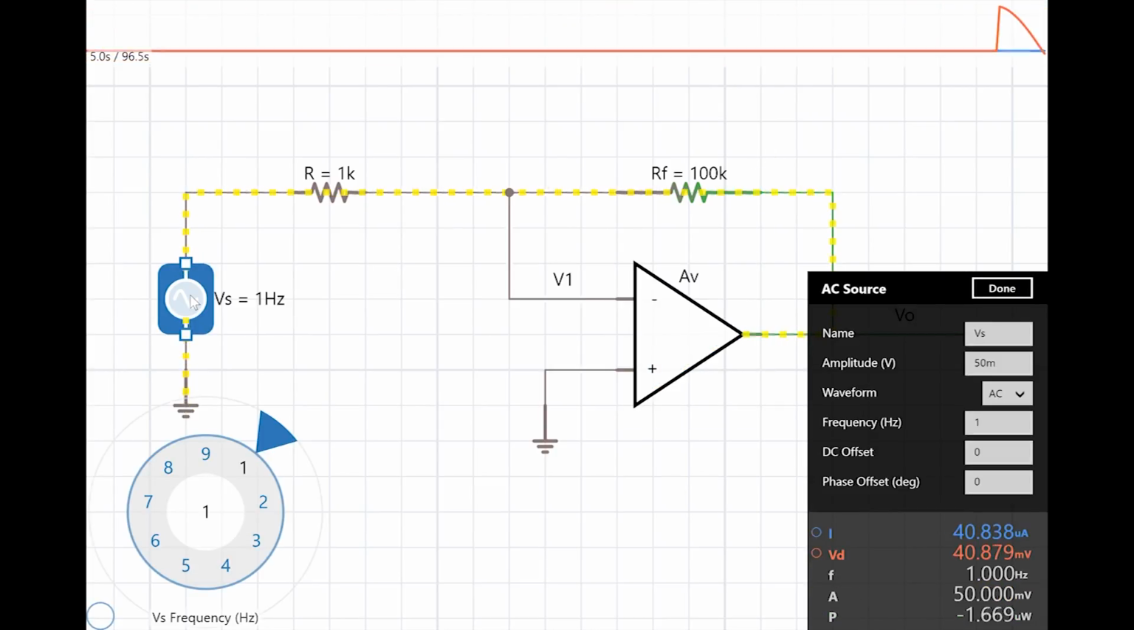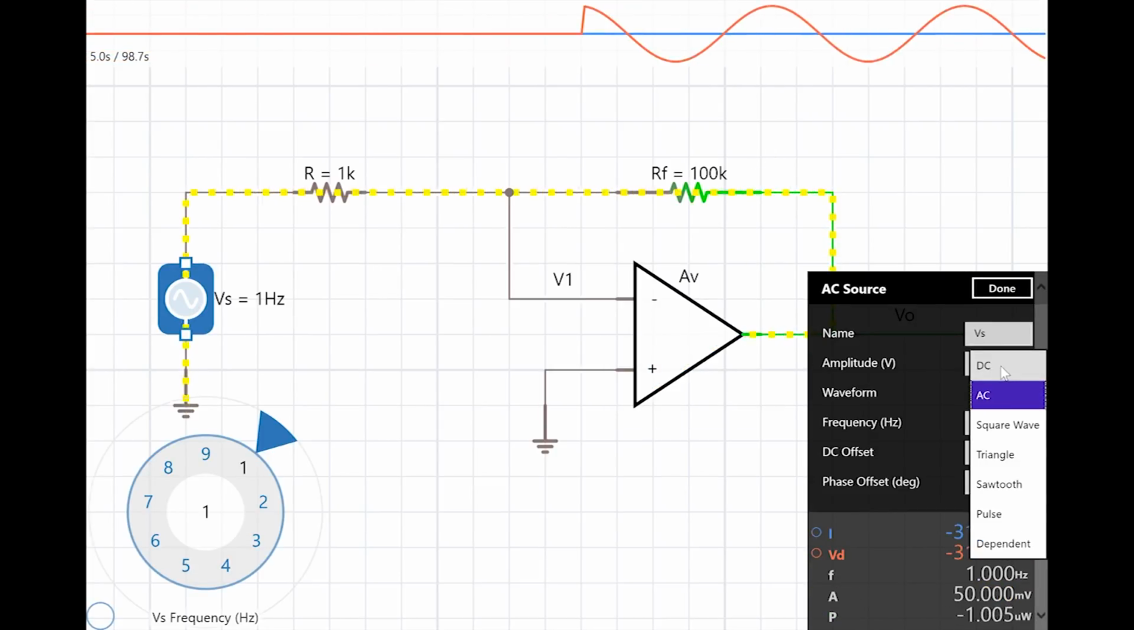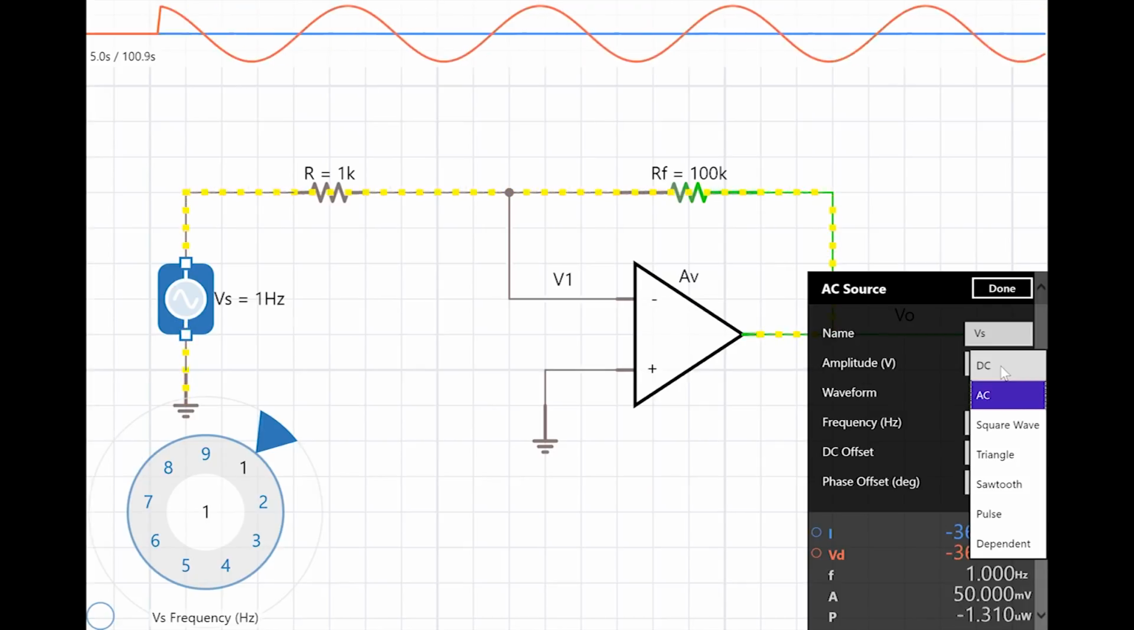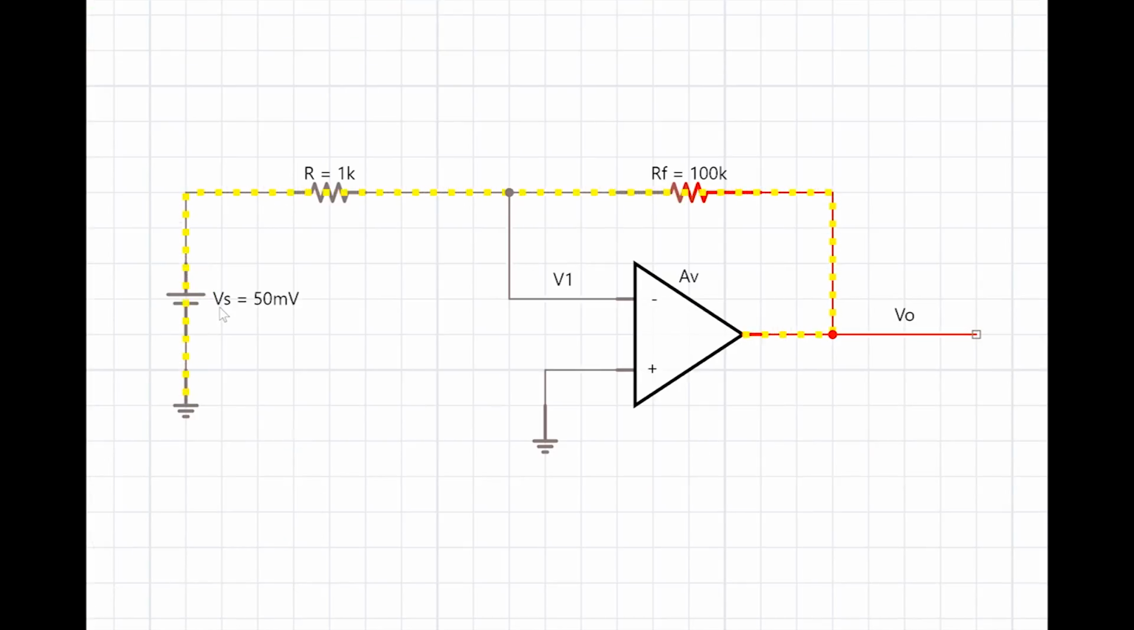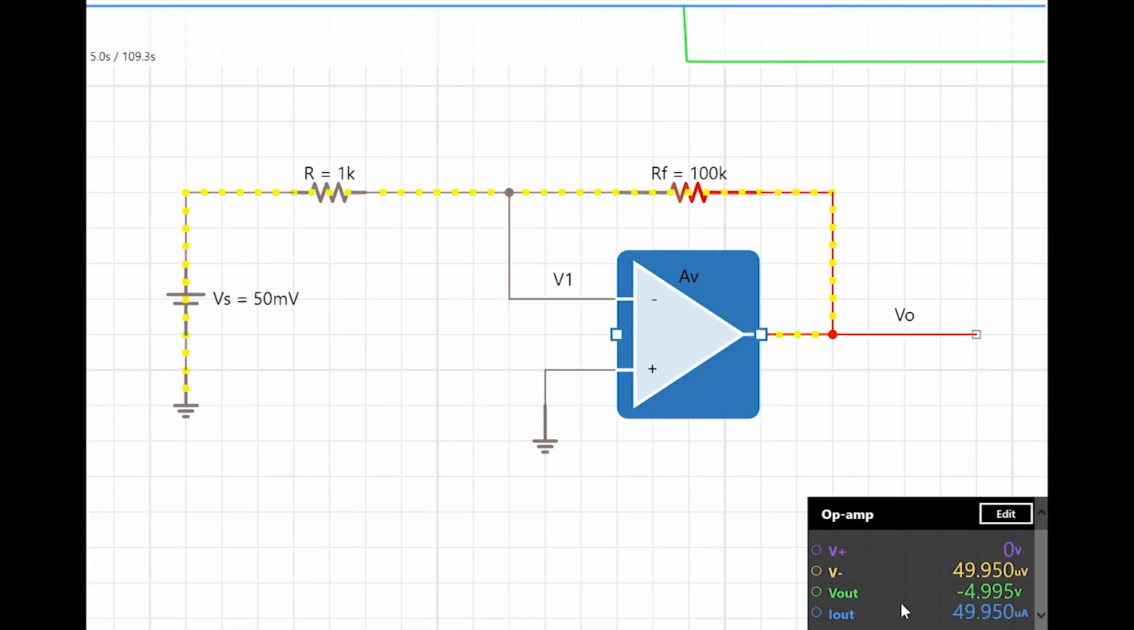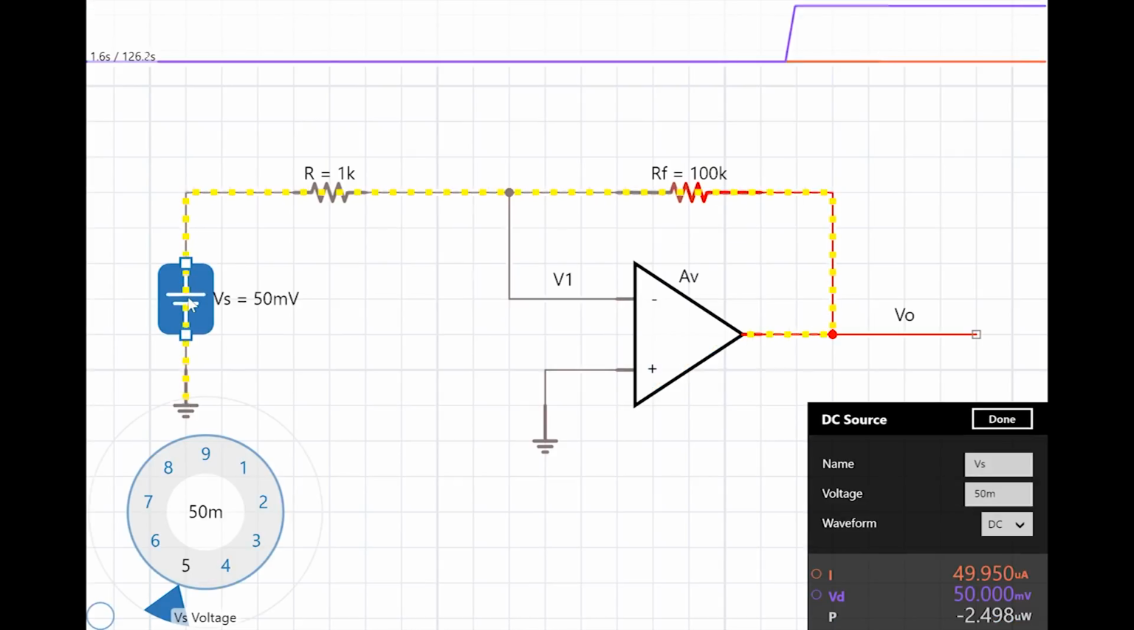So now once again, to understand how the polarity is working, if I convert the input signal to a DC of 50 millivolts, we see that our output has turned red, just to represent a negative sign, and the output V out is minus 4.995, which is almost minus 5 volts, an amplification of 100 times. So the positive input has become a negative amplified output, so it's an inverting operational amplifier.